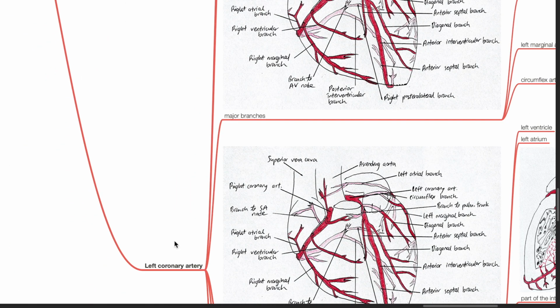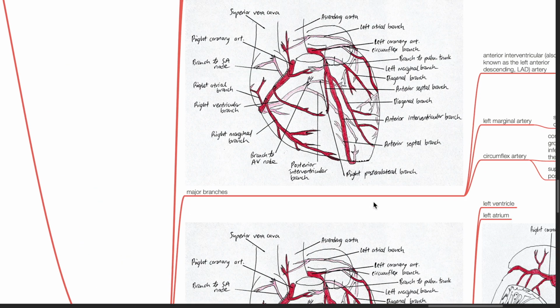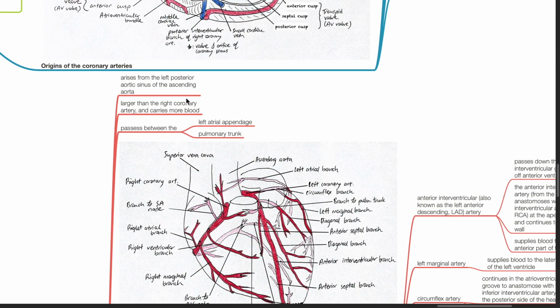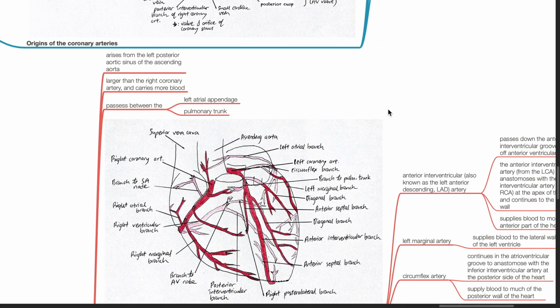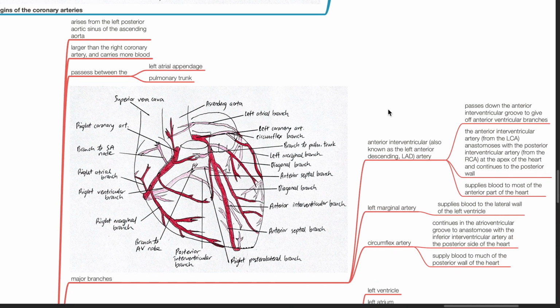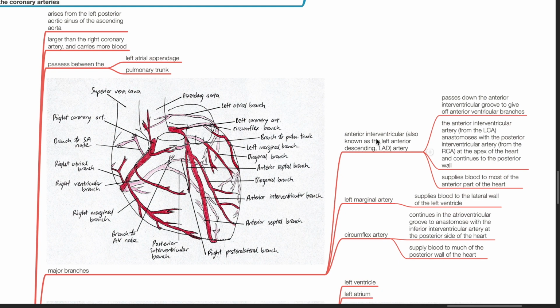The left coronary artery. It arises from the left posterior aortic sinus of the ascending aorta. It is larger than the right coronary artery and carries more blood. It passes between the left atrial appendage and the pulmonary trunk. Major branches include the anterior interventricular artery, also known as the left anterior descending artery. This artery passes down the anterior interventricular groove to give off anterior ventricular branches.